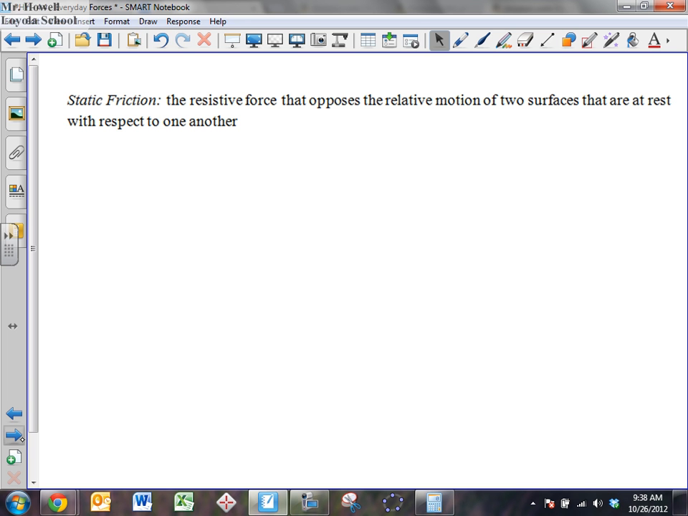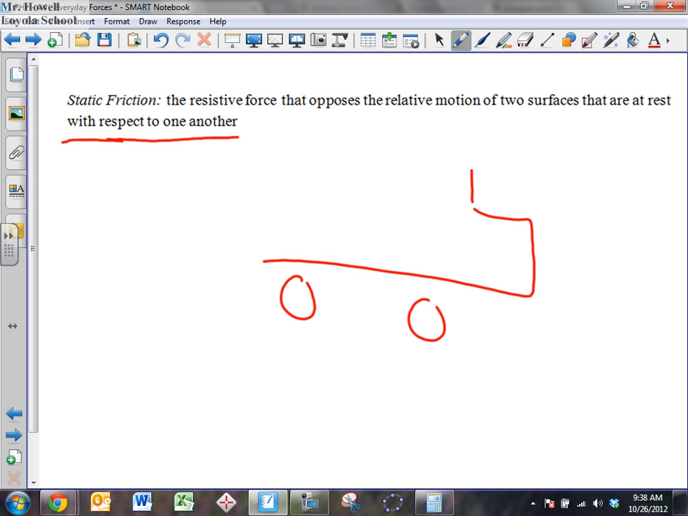Again, these are non-moving. And the key here is this, by the way. Please underline this at the end: with respect to one another. And I'll explain what I mean. Draw yourself a little truck, a flatbed. Now, in the flatbed, you've got a box. You've got a box in the trunk of the flatbed truck. On top of that, you've got another box. So you've got a box on top of a box.